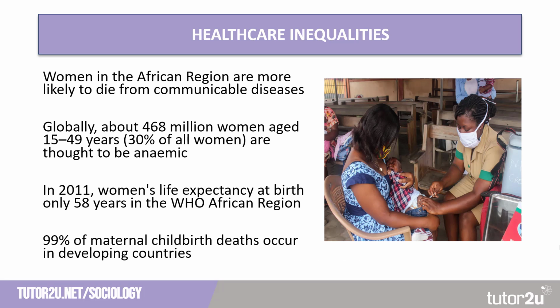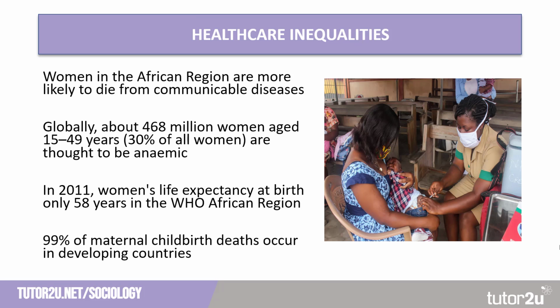Another social measure is healthcare outcomes. Whilst women live longer than males by 6 years as a global average, there are inconsistencies in the healthcare of women in the developing world compared to those in the West. In the African region, women are more likely to die of communicable diseases, and globally, cardiovascular diseases are the biggest killer of women. Women will have higher rates of anemia brought on by iron deficiency, and it's estimated by the World Health Organization that 30% of all women are anemic, and of the 468 million that this accounts for, the majority are based in LEDC nations.